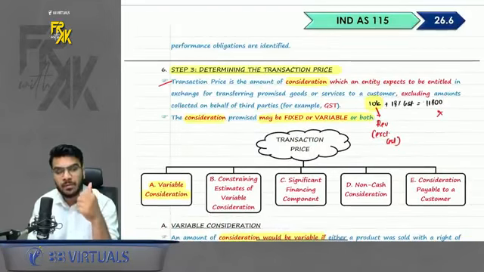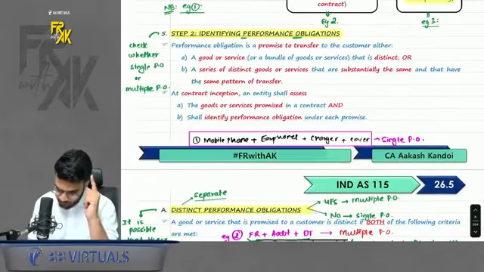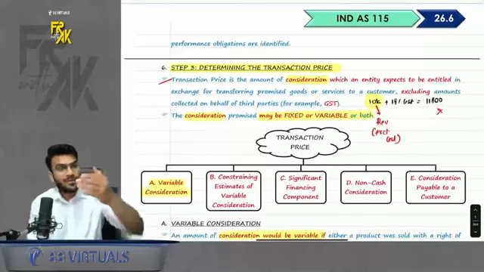Step number 2 was done. Step number 1 was identifying the contract. Step number 2 was determining the performance obligation, identifying the performance obligations. Okay, for a moment I went blank.